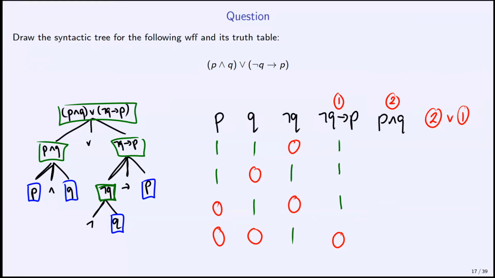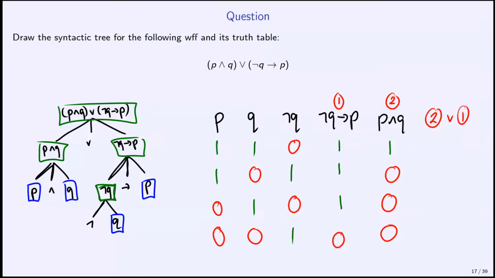We now need to do P and Q. So remember, P and Q is true when both P is true and Q is true. So that's going to be true in the first row. Taking a look at these two columns, in the second, third, and fourth row, at least one of those is false. So P and Q will be false in those rows.